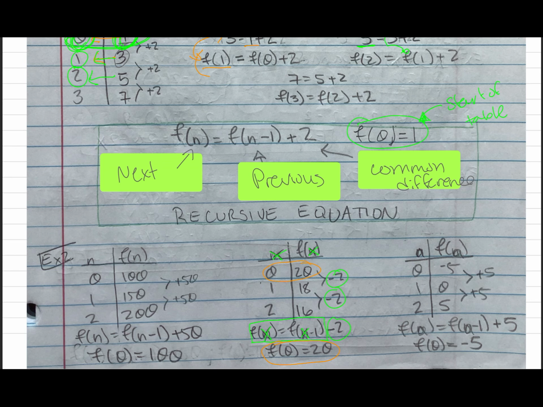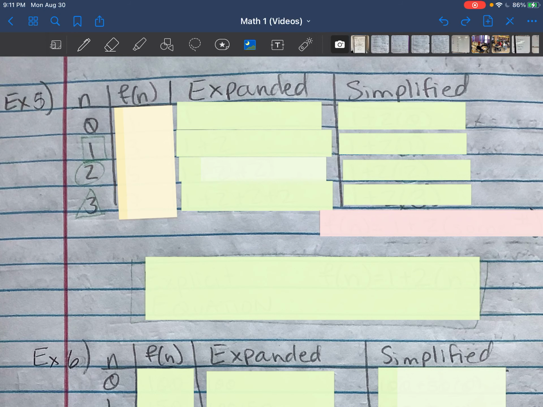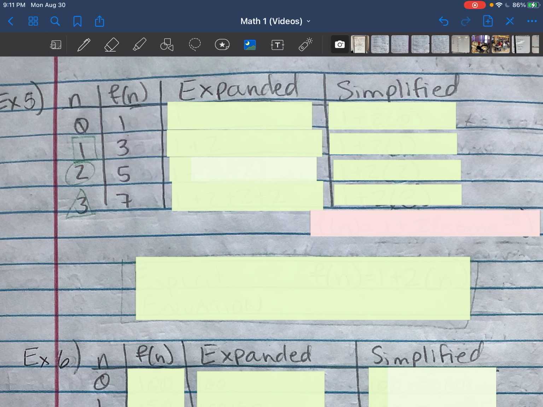All right, so flipping over, now we're going to expand and simplify our table. So this is new stuff. For example 5, we're going to write an expanded table. We're going to have an n column, an f of n column, an expanded column, and a simplified column. We're going to have 0, 1, 2, 3, because that's how we're usually going to start, with the 0 for right now. Just know that's going to change. And for my first example, let's have 1, 3, 5, 7.